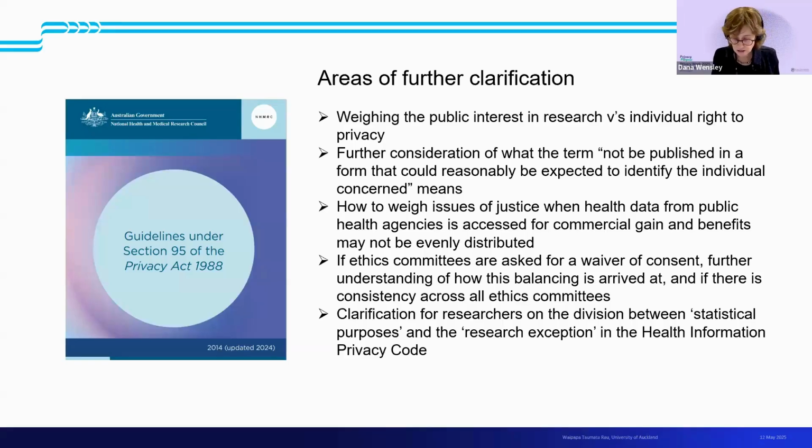Now, areas of further clarification, where I hope to do some more work and where I hope others will also join me, and we can have further discussions, are: weighing the public interest in research versus individual right to privacy; further consideration of what the term "not be published in a form that could reasonably be expected to identify the individual concerned" means, because that is so important in the context of the Health Information Privacy Code; and how to weigh issues of justice when health data from public health agencies is accessed for commercial gain and benefits may not be evenly distributed.